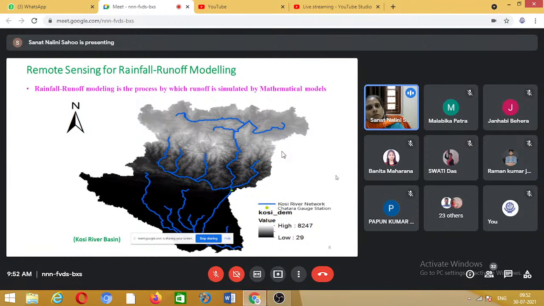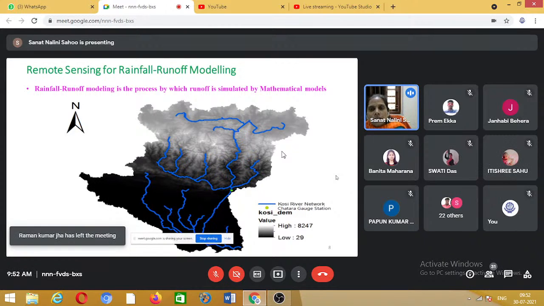Now coming to rainfall runoff modeling. Rainfall runoff modeling is the process by which runoff is simulated by mathematical models. There exists a variety of mathematical models that need quite diversified inputs. Once you give inputs to these models, they will predict the runoff. So what is the runoff? This is nothing but stream flow.